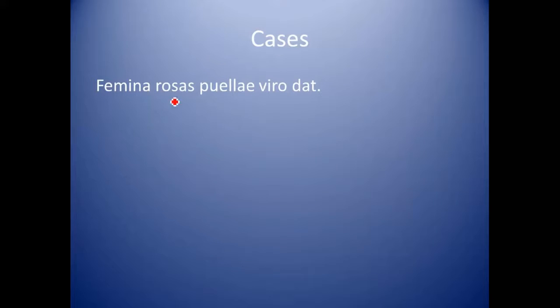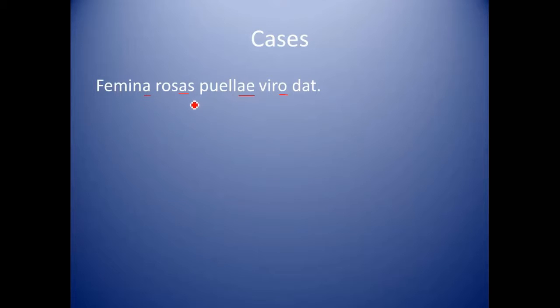In the sentence, "femina rosas puellae viro dat," you'll notice that the last chunk of each of these nouns is different. Those endings, each of them represents a different case, and each of those cases is a different function. So, femina rosas puellae viro dat, the woman gives the roses of the girl to the man. So each of those is a different case.